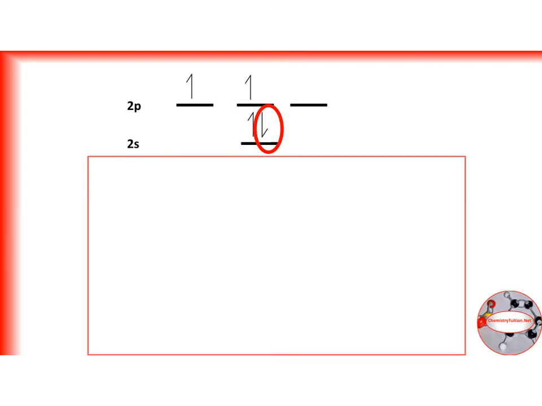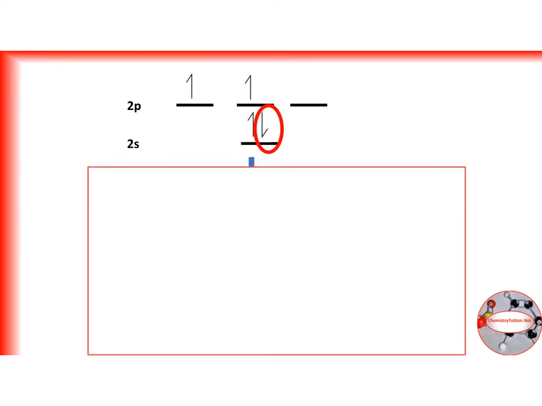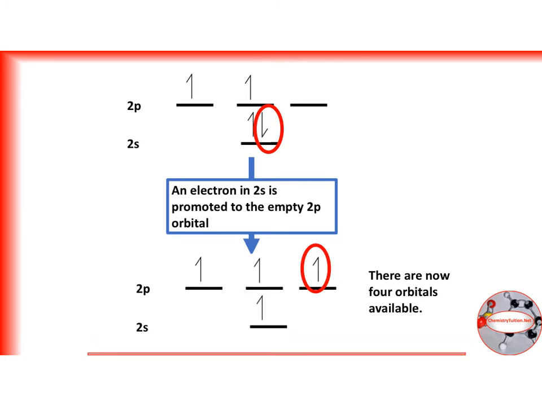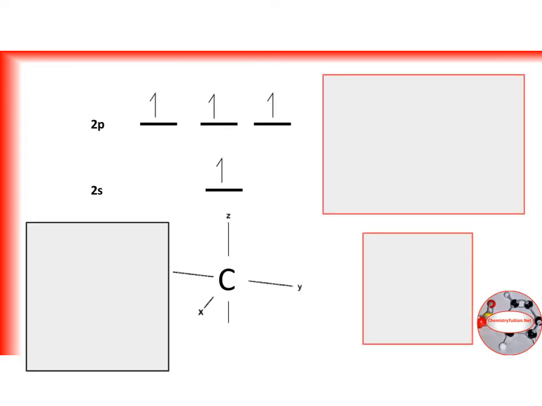Well, what carbon does is it takes its electron in the 2s subshell and it promotes it into the empty p orbital, like so. Obviously that does take a small amount of energy because the 2p subshell is higher energy than the 2s. However, the energy that will be released through bonding compensates for that. So now, through doing that, we have 4 orbitals available. All orbitals have 1 electron ready to form a covalent bond with another atom.